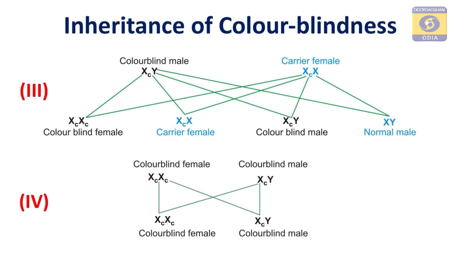And see the last cross, that is the colorblind female and colorblind male. Here the male is colorblind, the female is colorblind. So, it produces sons and daughters, all are colorblind.